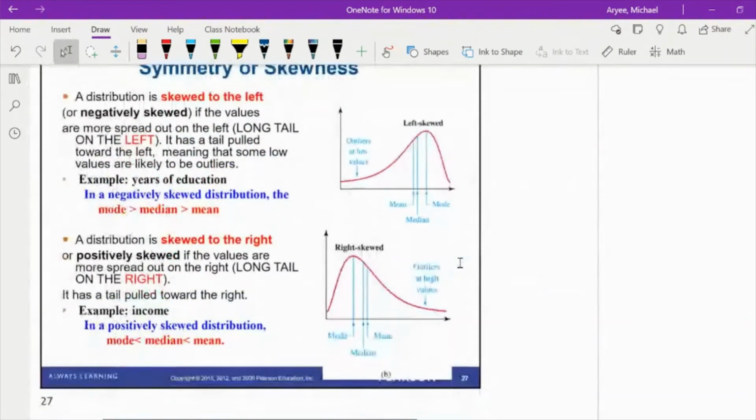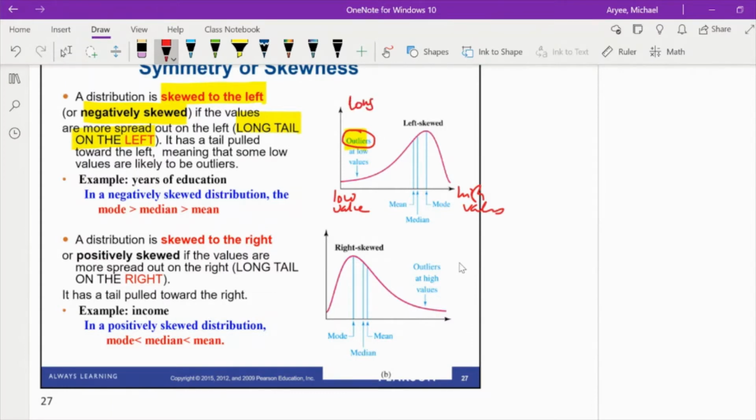Now, I've already spoken about skewness to you. All right, so this is like a repetition, but take note that skewed to the left also means negatively skewed. The long tail is on the left side, and usually because of that, when you have a situation like this, the low values are here, and the high values are here, right? So when it's skewed to the left, you have few outliers on the low side, the left side.